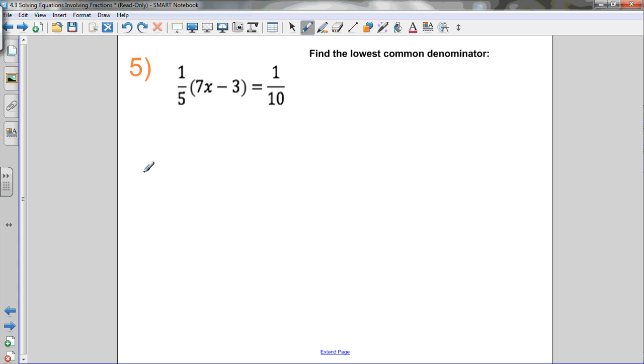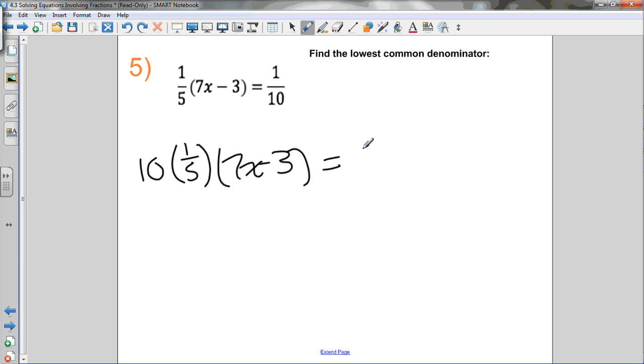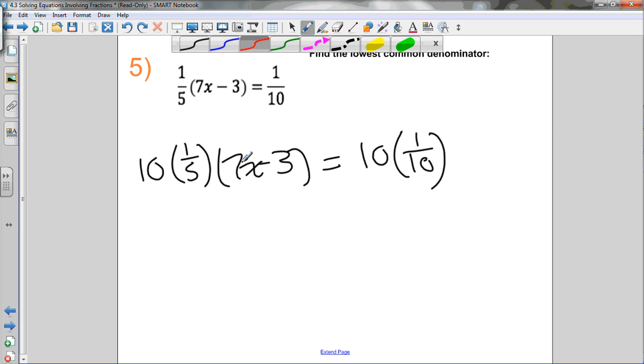So what I'm going to do is I'm going to multiply both sides of the equation by 10. So multiply the left side by 10, and multiply the right side by 10. And once I simplify this, my fractions will be gone. So I have 10 times a fifth. So 10 divided by 5 simplifies to 2.